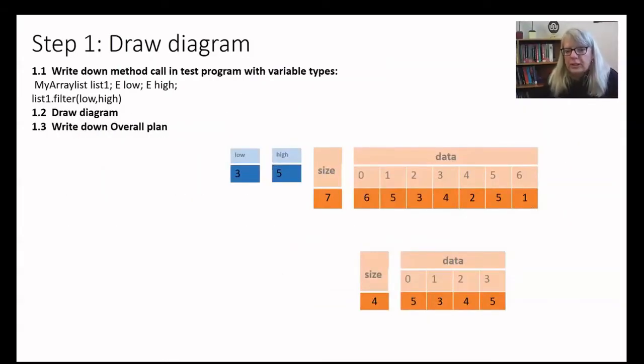Now for the methodology, the three-step methodology. Step 1 has 3 small steps. Write down the method call in the test program with variable names. This is how you would call this method.